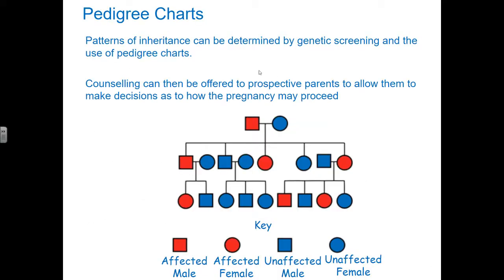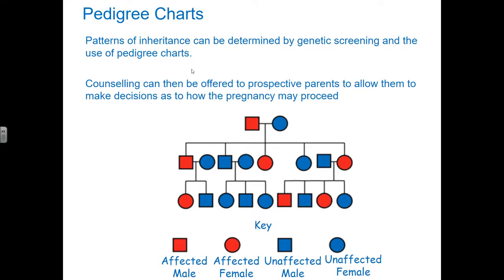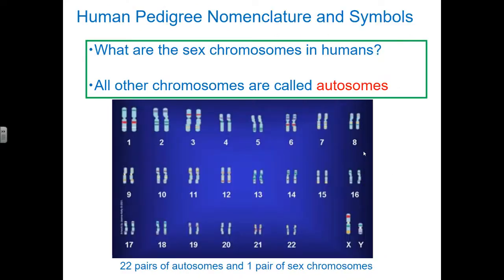So patterns of inheritance can be determined by genetic screening and the use of what are called pedigrees. Counselling can then be offered to parents to allow them to make decisions as to how the pregnancy should proceed. If one or both parents know that they have a particular genetic condition or abnormality, you can work out using pedigree charts and Punnett squares how likely it is that you will pass that on to the next generation.